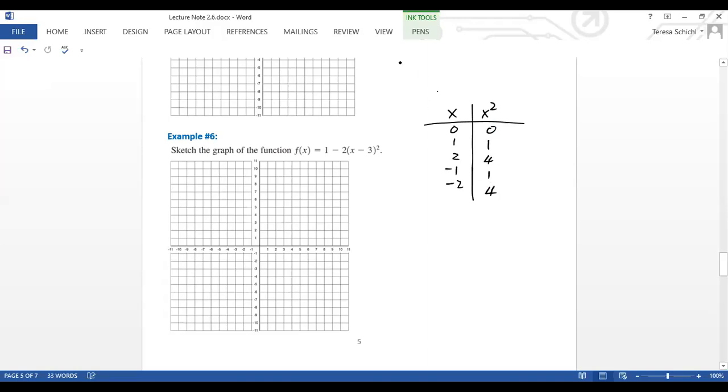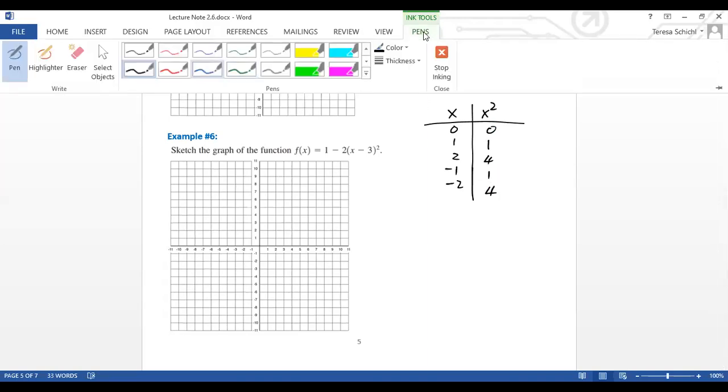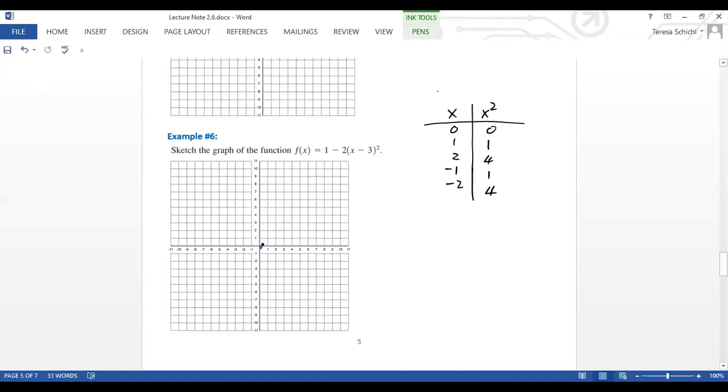Okay, so let's start out with the parent, right? Okay, so 0, 0, 1, 1, negative 1, 1, 2, 4, negative 2, 4 here, right? So you go boom, boom, boom, boom. So you do the dotted lines here, right? Okay, so now the next thing we want to do is what? Remember the order of operations. So the next thing we want to do is, hey, take a look at the shift here.